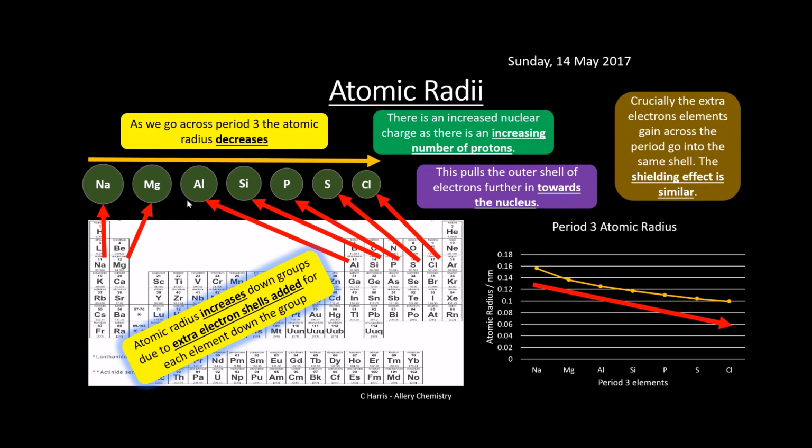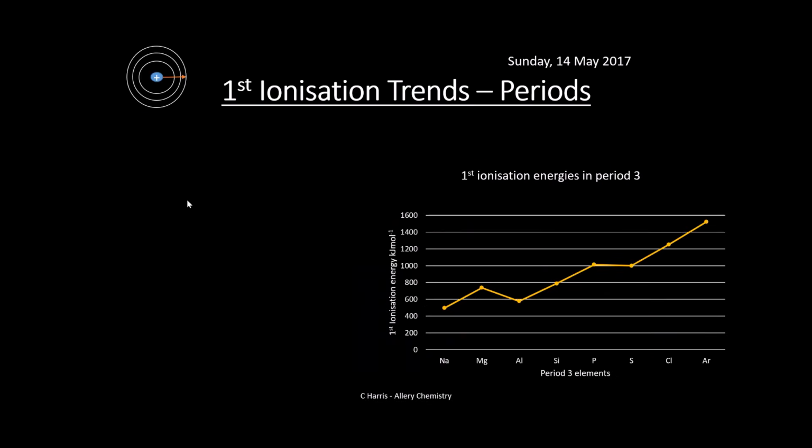The atomic radius increases down groups though, because we've got that extra electron shell added, so it gets significantly bigger for each element as we go down a group.